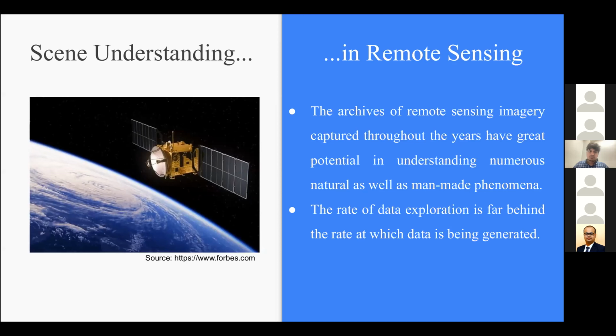Archives of remote sensing imagery have been captured throughout the years, and they have been known to have great potential in understanding numerous natural as well as man-made phenomena. The rate of data exploration, however, is far behind the rate at which this data is being generated.